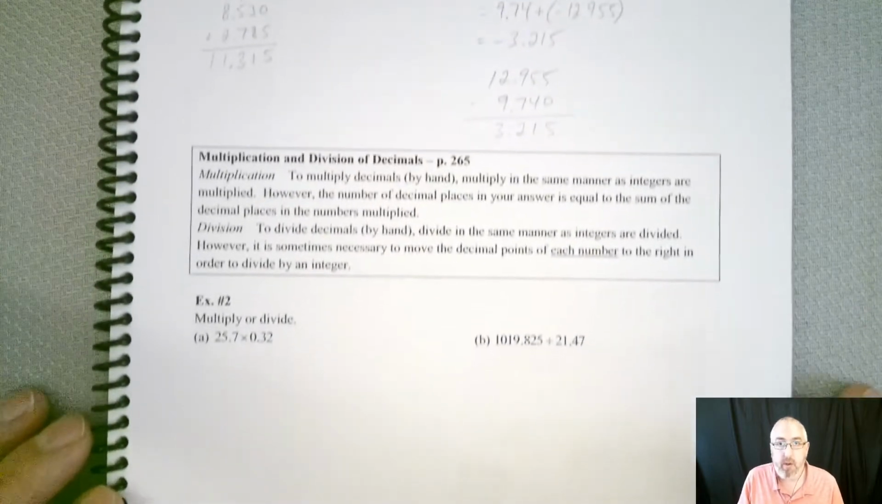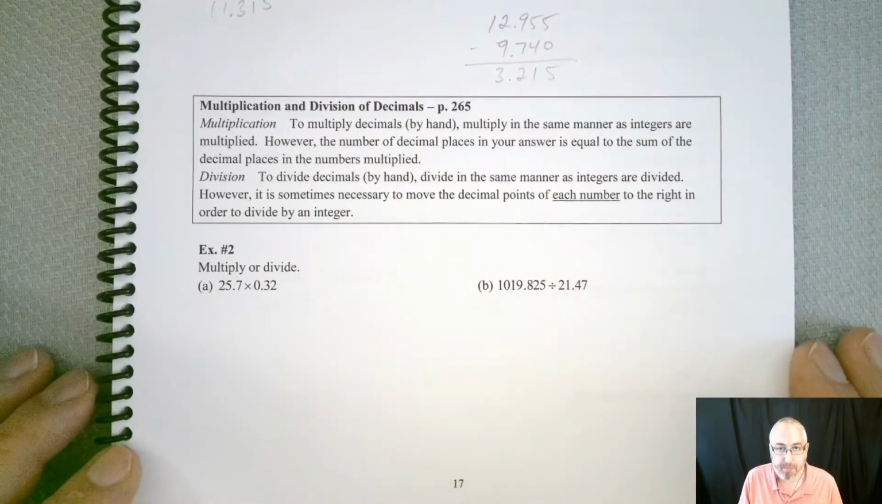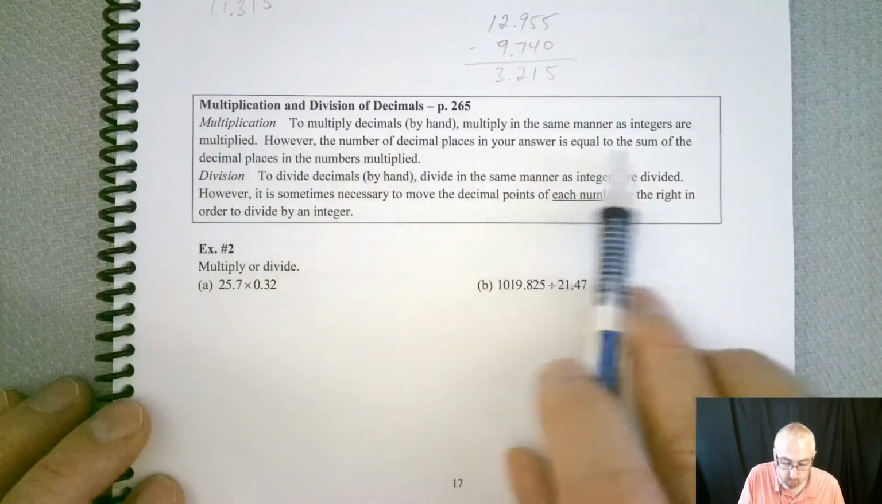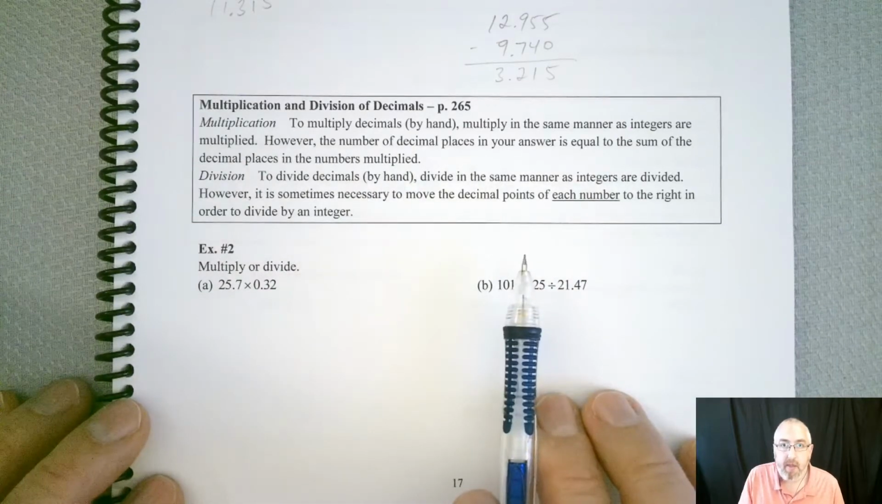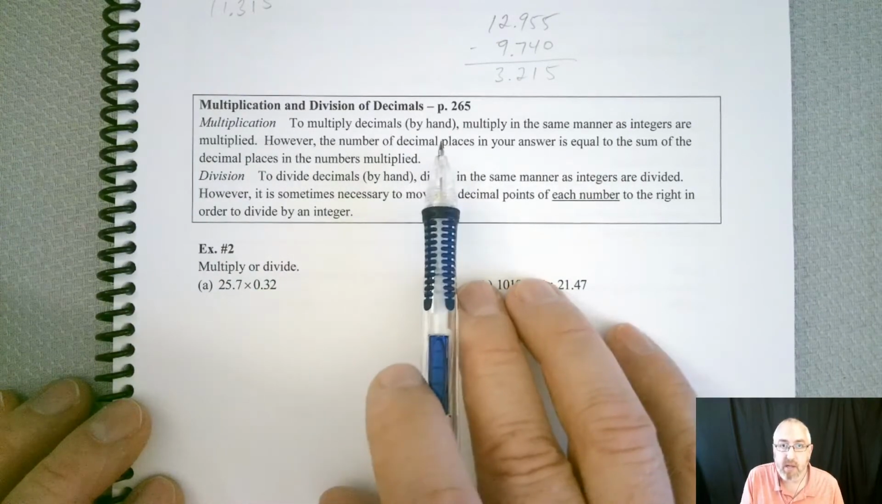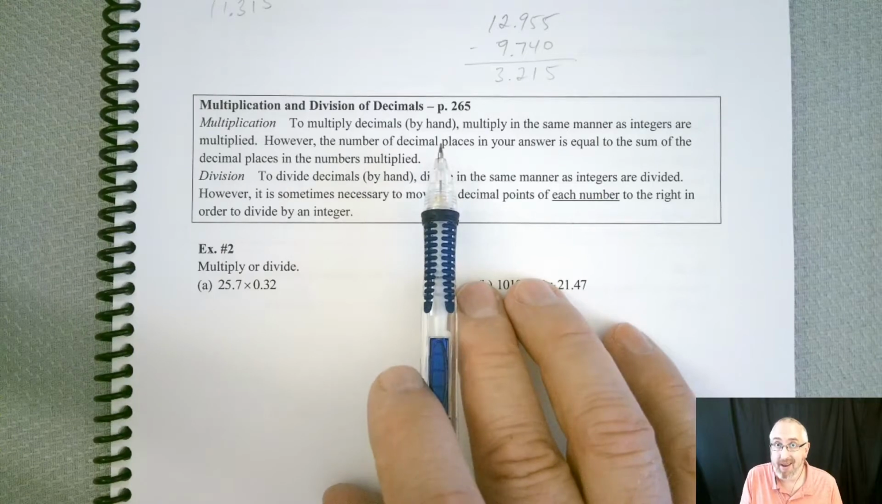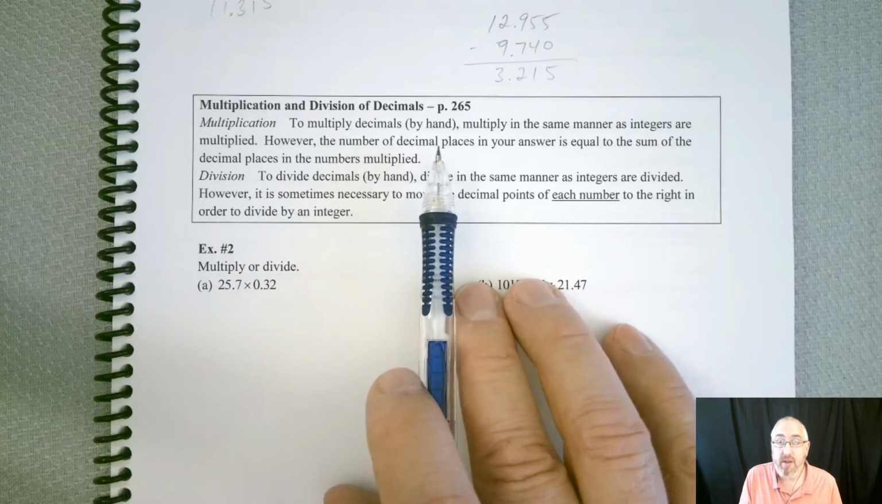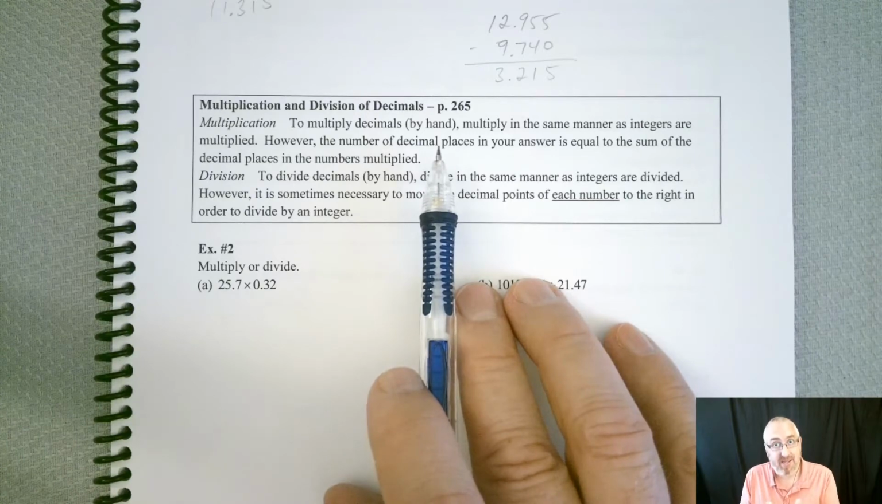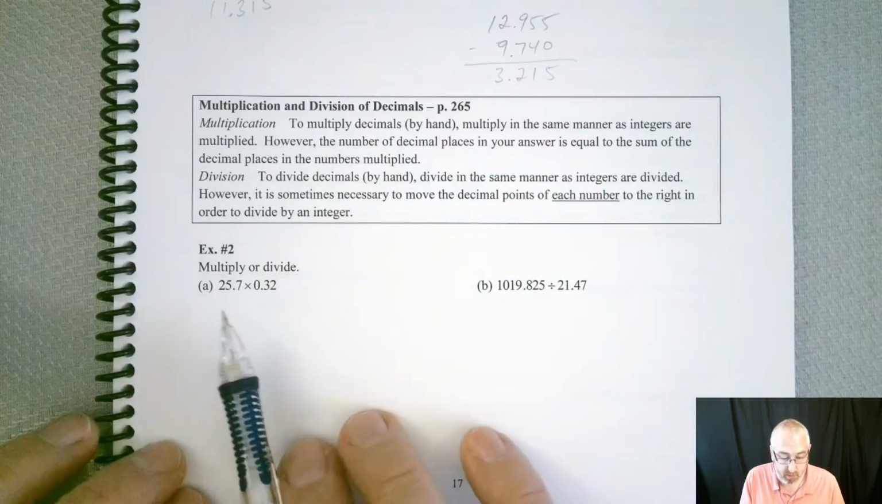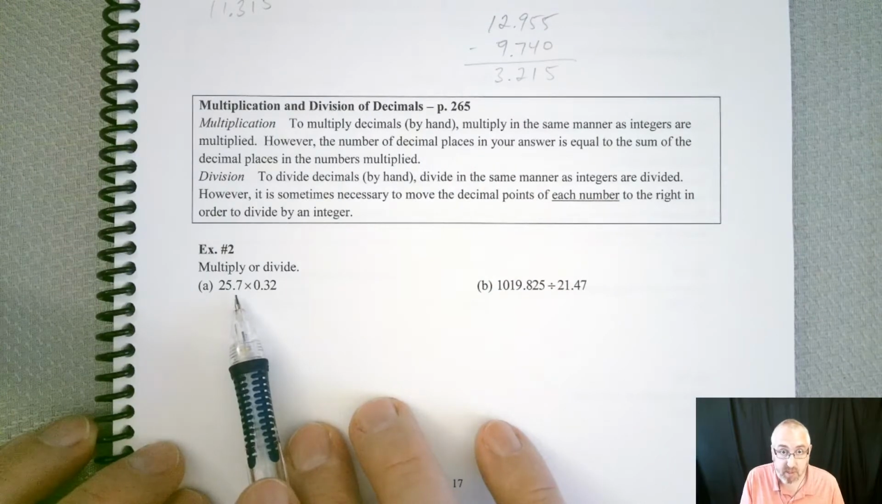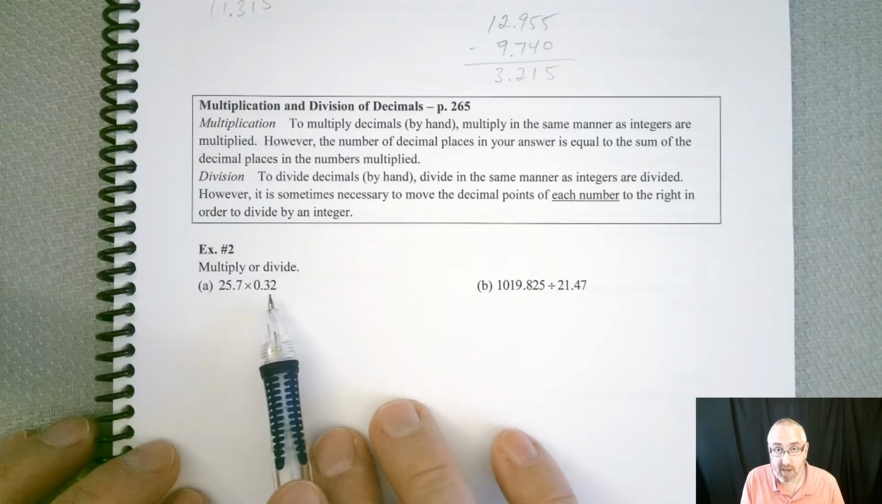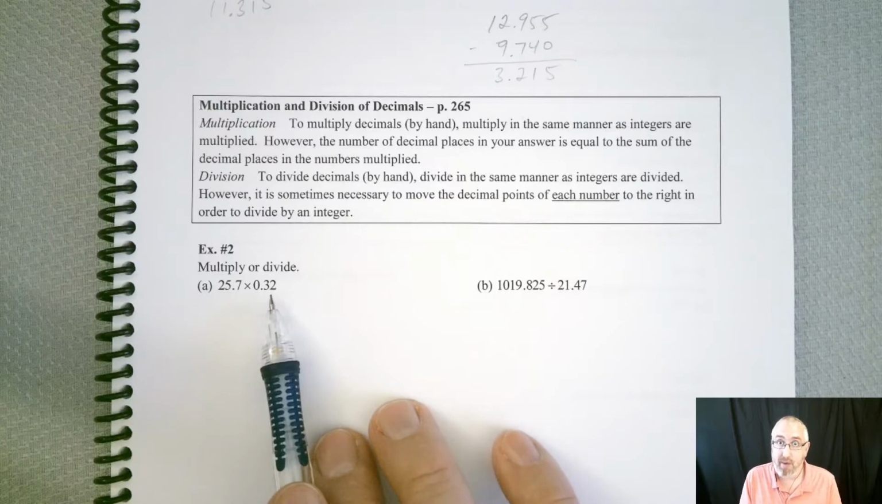We can go into multiplication and division, and the rules are there. The big thing about multiplying by hand is we've got to be careful about the decimal points again. In this case, the total number of decimal places in the numbers being multiplied is the number of decimal places in your final answer. So looking at this first one, we've got 1 decimal place on the first number. We've got 2 decimal places on the second one for a total of 3. So our final answer should have 3 decimal places.